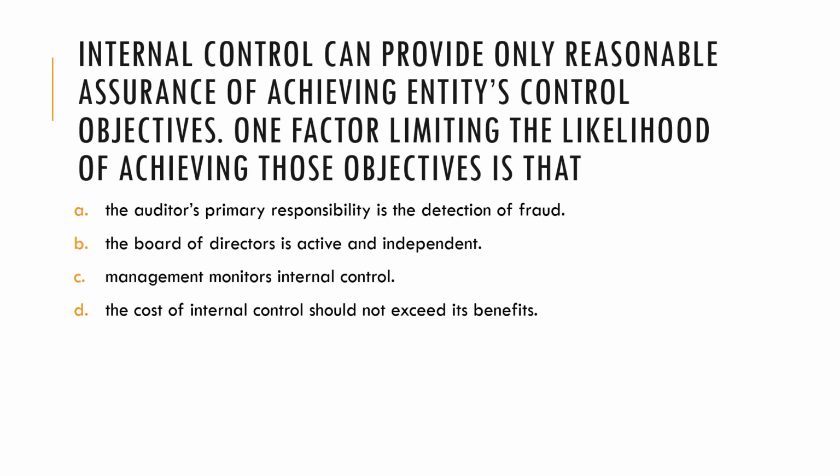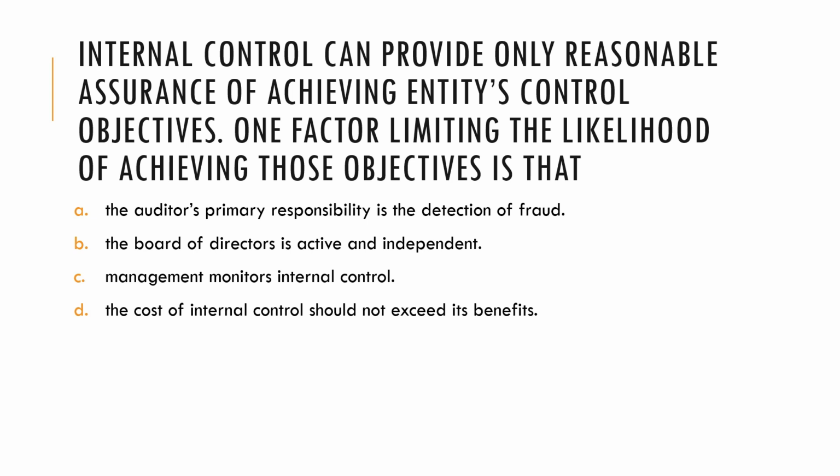Next, internal control can provide only reasonable assurance of achieving the entity's control objectives. So we know that it's only reasonable assurance because there are also inherent limitations to internal control. One factor limiting the likelihood of achieving those objectives is that, or another way of asking is, which of the following is one of the inherent limitations of internal control? Letter A, the auditor's primary responsibility is the detection of fraud. That is not related to the inherent limitation of internal control.